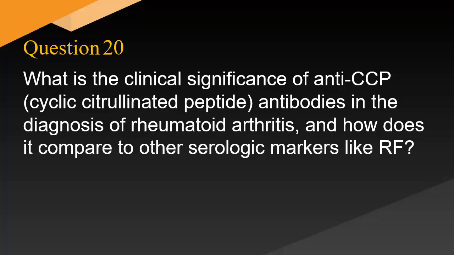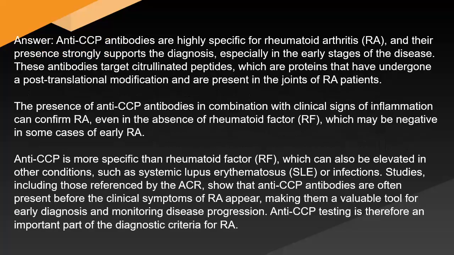What is the clinical significance of anti-CCP, cyclic citrullinated peptide antibodies, in the diagnosis of rheumatoid arthritis, and how does it compare to other serologic markers like RF? Answer: Anti-CCP antibodies are highly specific for rheumatoid arthritis, and their presence strongly supports the diagnosis, especially in the early stages of the disease. These antibodies target citrullinated peptides, which are proteins that have undergone a post-translational modification and are present in the joints of RA patients.